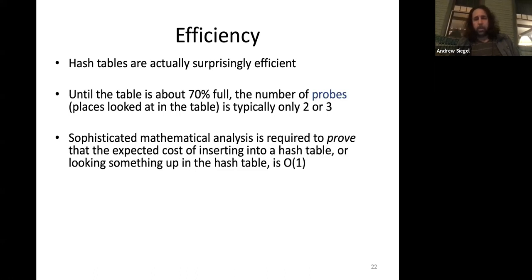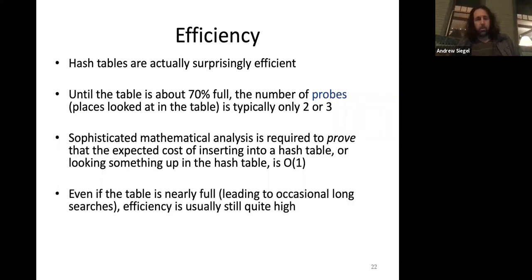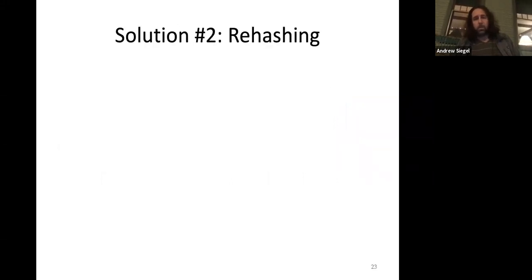It takes a lot of sophisticated analysis to prove that the expected cost of inserting into a hash table is order 1, even if the table is nearly full. Efficiency is still quite high. Okay, so let's talk about solution 2, rehashing.